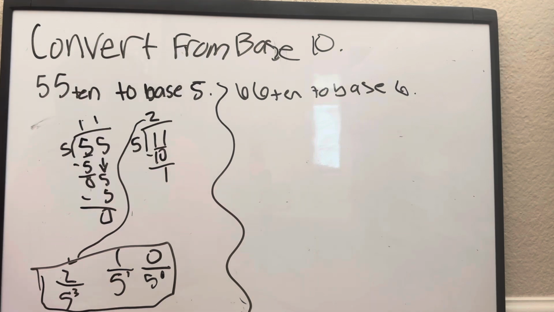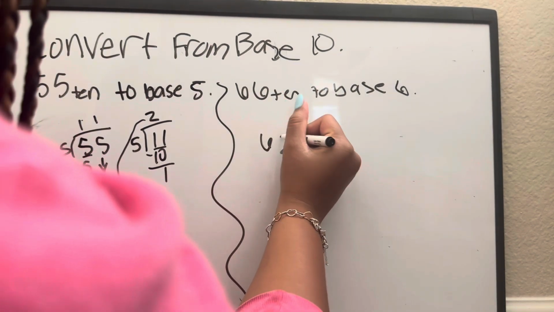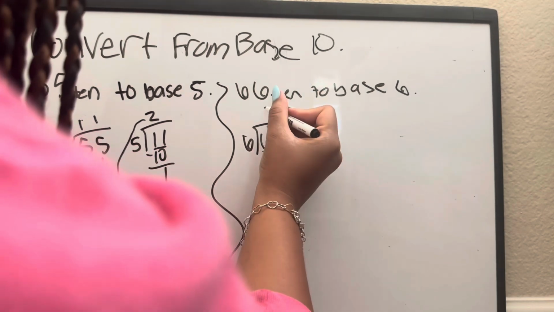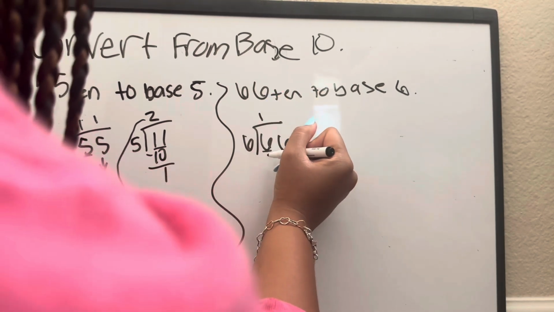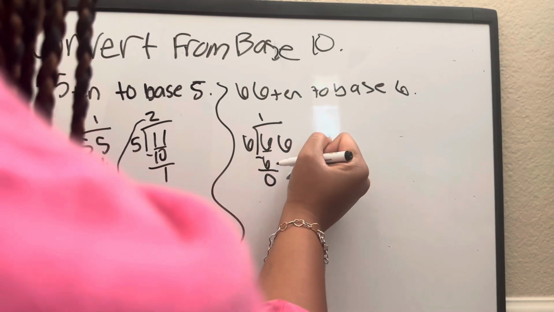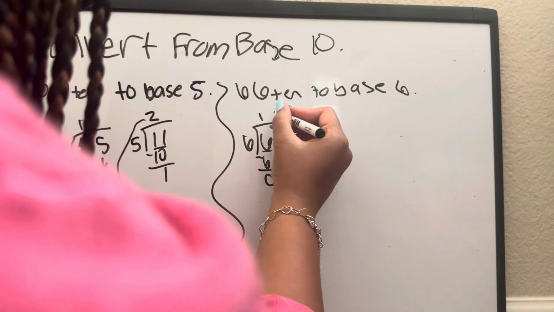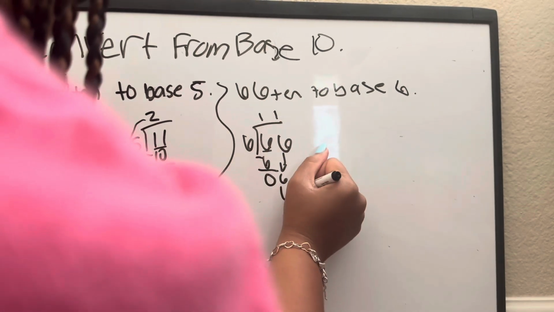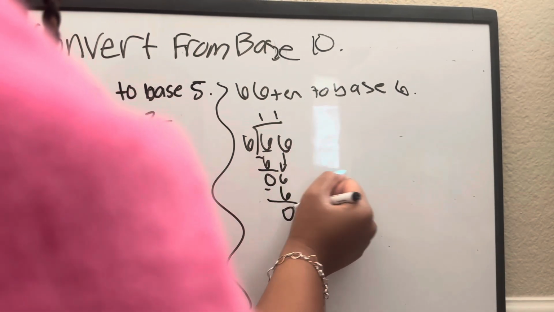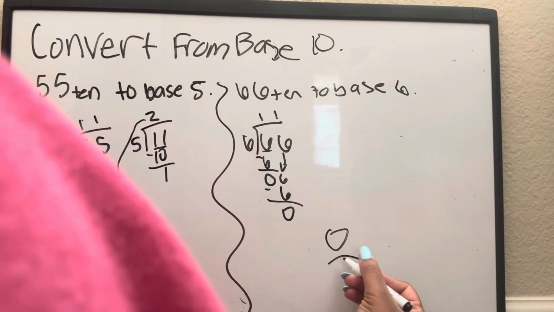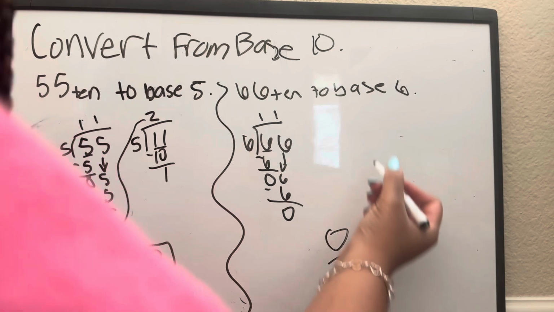So as another example, we have 66 base 10 to base 6. So again, using the division method, we are going to do 66 divided by 6. 6 one time, 6 times 1 equals 6. We're left with 0. Bring down that 6. 6 can go into 6 one time. 6 times 1 equals 6. Subtract that. You're left with 0. So again, our first place value will be 0, so 6 to the power of 0.